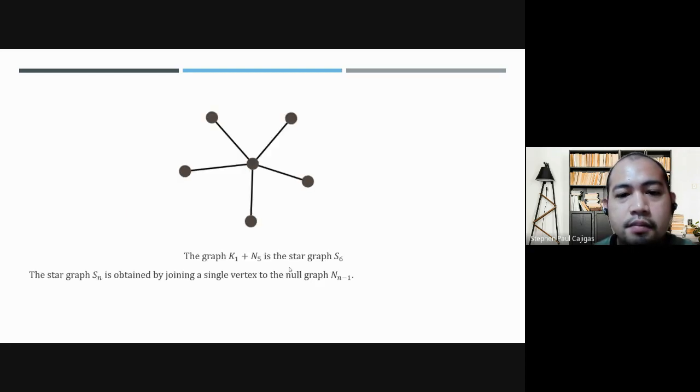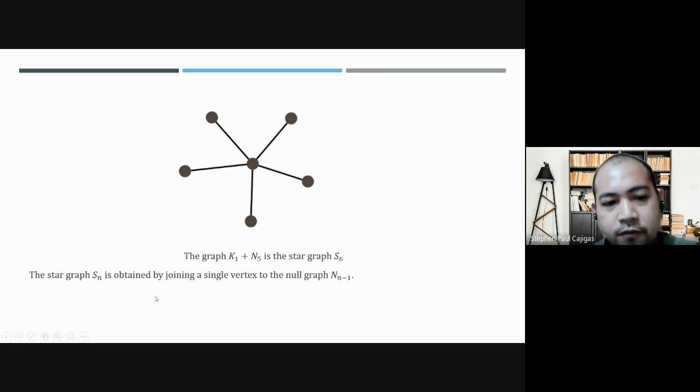So what happens if we join them? The single vertex is connected to all the other vertices. What we will get is called the star graph. For this example, we have K1 and then N5, so what we got is S6.